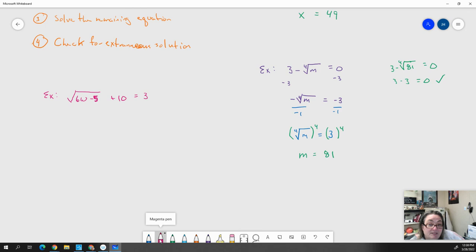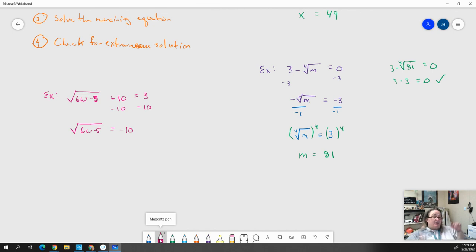First thing we want to do is get rid of this 10, right? We're going to move it over. We're going to subtract 10. And then I'm going to go, the square root of 6w minus 5 equals negative 10. Now, I can already tell you just by looking at this that we're going to have an extraneous solution, a solution that doesn't fit. And the reason I know that is I have a square root equal to something that's negative, right? And that can't really happen and still be true.